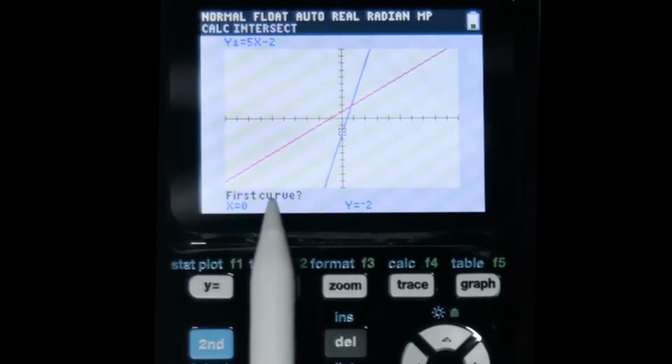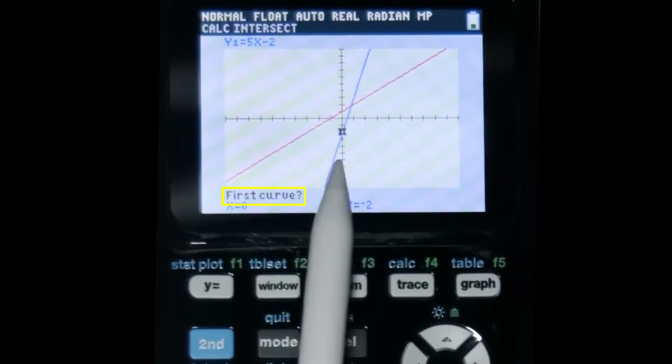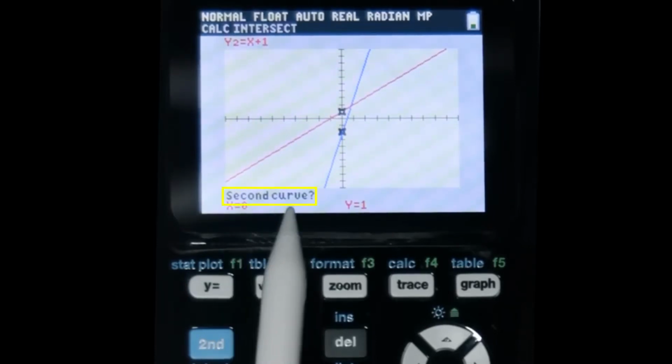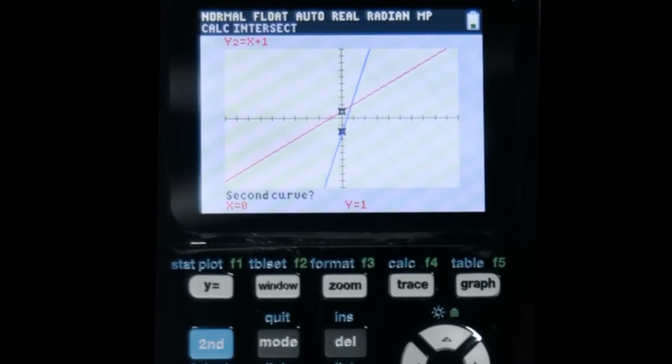Now the calculator is looking for the first curve and it's highlighted the blue line. So I'm just going to press enter. And now the calculator is asking, okay, what's the second curve? Question mark. And it's highlighting the red line. And yes, that's the function that I want. And then it says guess. So I can move the arrow keys right and left to select a guess.